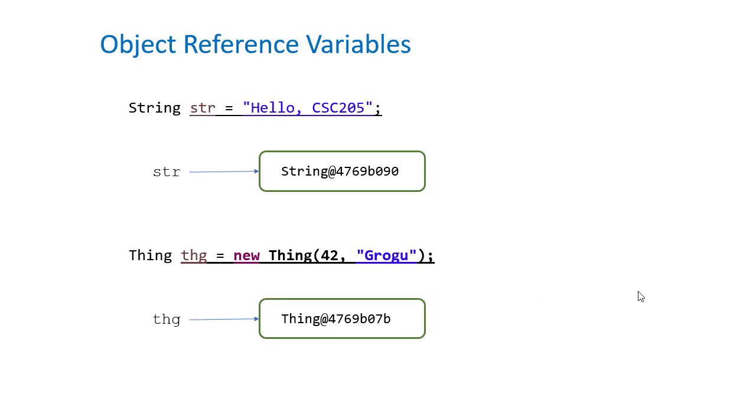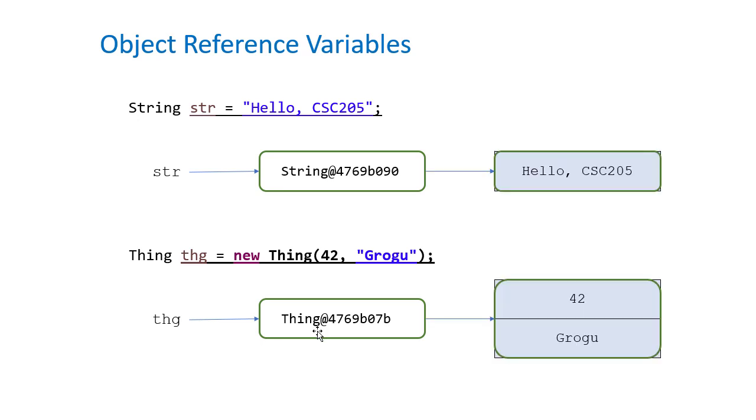Now, object reference variables in a lot of ways are the same. So if I declare a string variable, I get not the value of the string in memory, I get a reference to a string object. The same thing here, when I create a new thing with the number 42 and the string Grogu, in that case, I don't get that 42 and Grogu in this particular memory location. I get a reference to the object. So it actually looks like this, where this is a reference to somewhere else in memory where the actual object is stored.